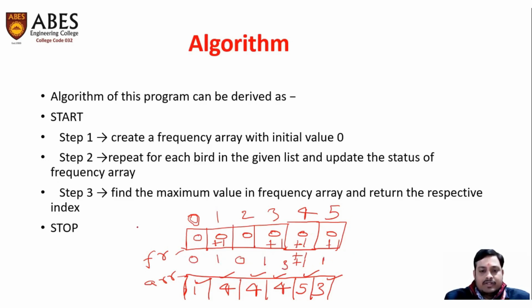Now what we'll do, we'll just scan this frequency array and try to find the maximum value. So here we have maximum value 3 and that is of type 4. So we'll just return 4 as the result. We'll scan the frequency array and whenever we encounter the maximum value at any index, we just return that index and that index is our desired output.